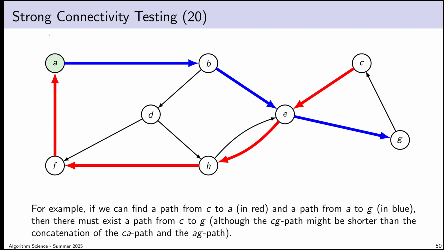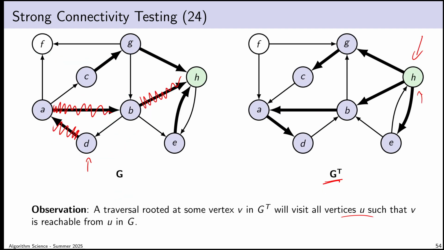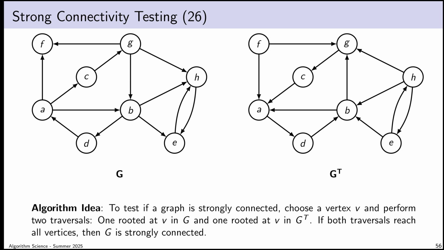All I have to do is an outbound traversal, which creates the blue path, and then an inbound traversal, or we could view that as an outbound traversal in G transpose, to produce the red path, the inbound path. So my algorithm idea now is to test if a graph is strongly connected: just choose some vertex v, we could have chosen vertex H there, and perform two traversals. One traversal rooted at my chosen vertex in G, and one rooted at my chosen vertex in G transpose. If both traversals reach all vertices, that means G is strongly connected.